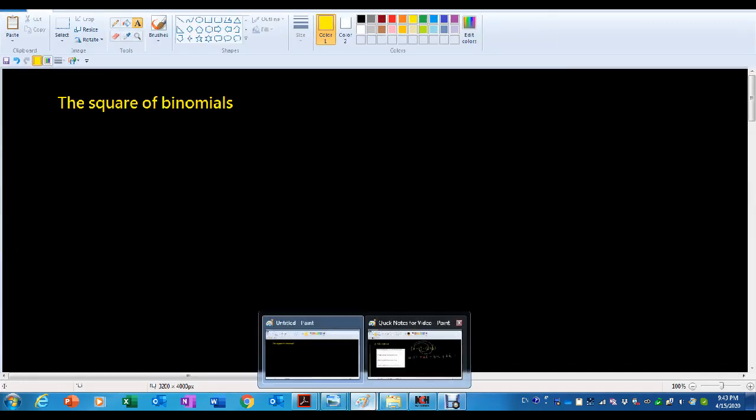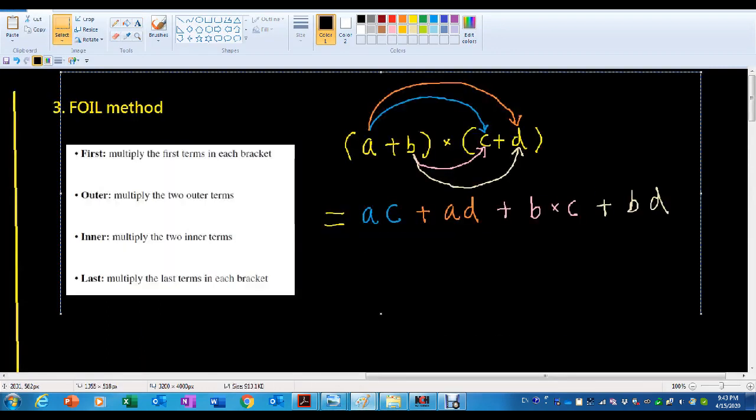Let's have a bit of revision. In the last video, we learned the FOIL method. The FOIL method is a way for us to memorize how to do the multiplication between two binomials. We are going to use this method for our square of binomials.